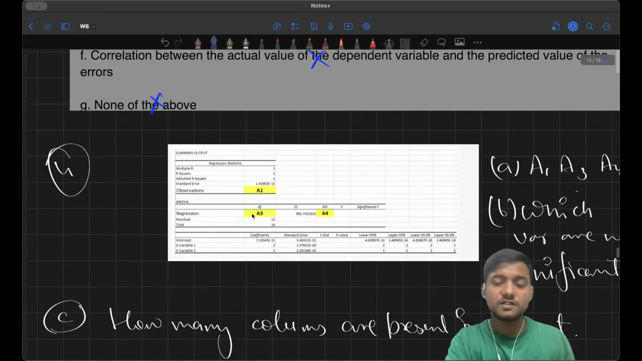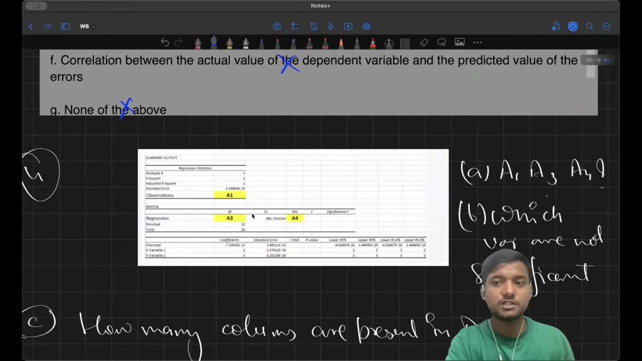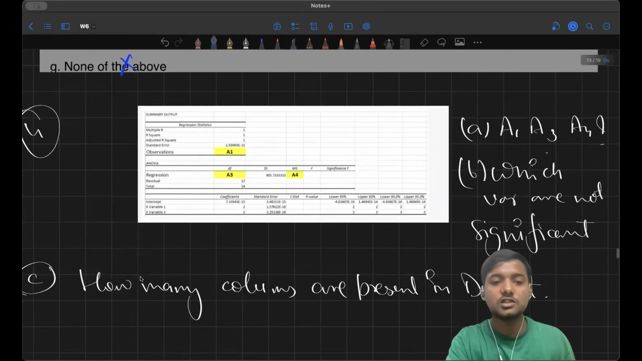Then similarly, we have this question again. A1 to A4, we were supposed to find out this thing. What are A1, A3, A4? These three things. Then which variables are not significant? So you can see the drill here. Here we don't have a p-value, so this becomes a little more interesting. And then the last question was, how many columns are present in the data set?